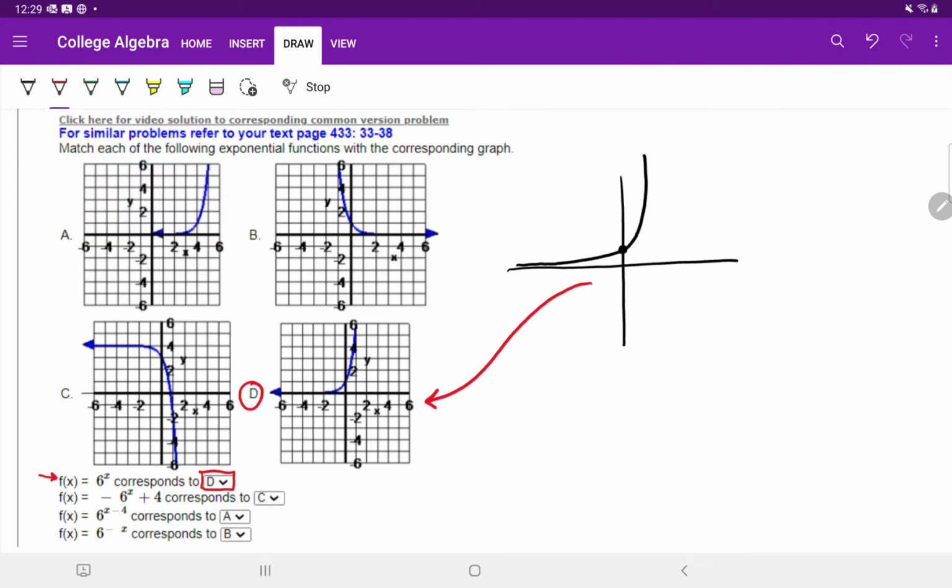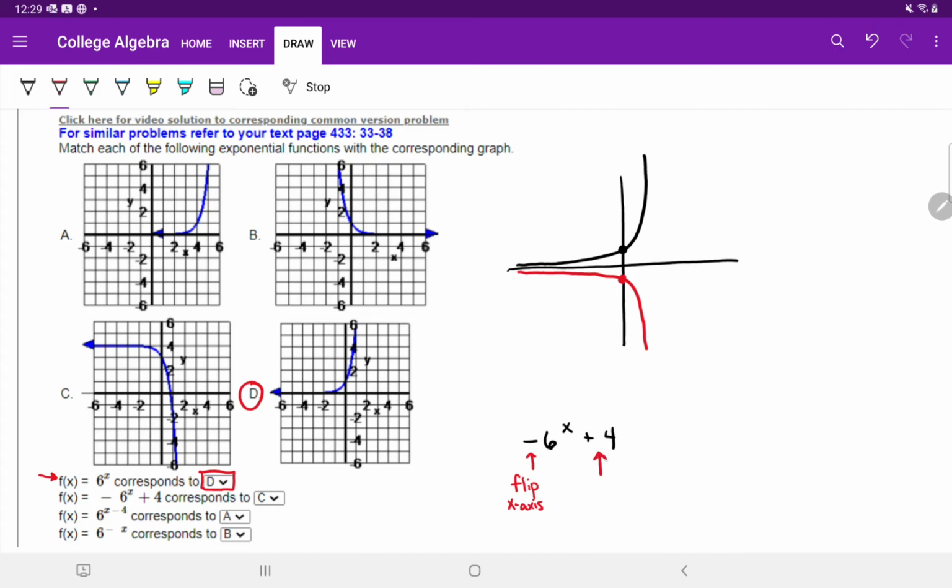All right, so the second one is -6 to the x plus 4. The effect that the negative has is to flip this across the x-axis. So it flips it upside down. So if I were to redraw that on my graph, it would look like this. It would just be the upside down version.